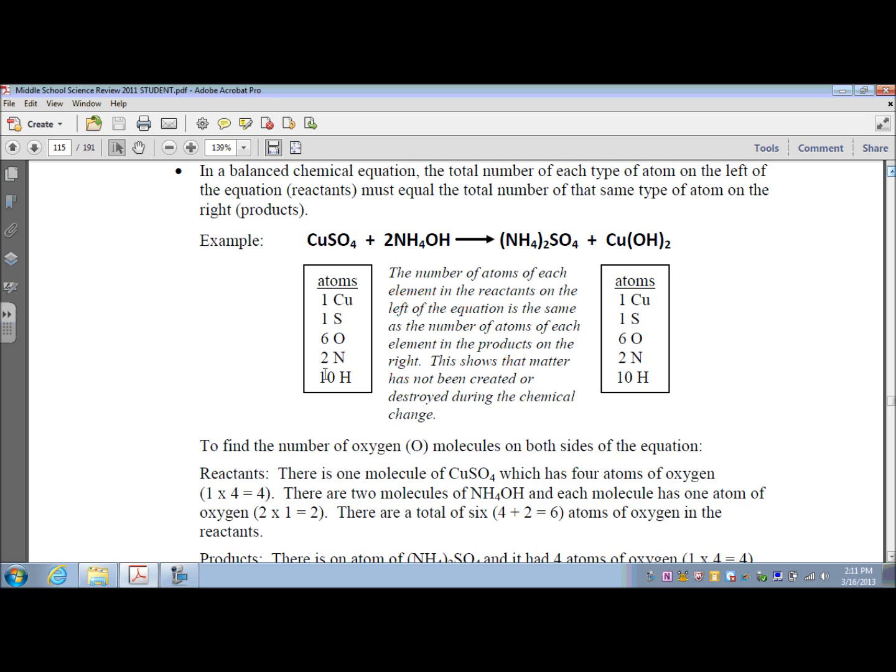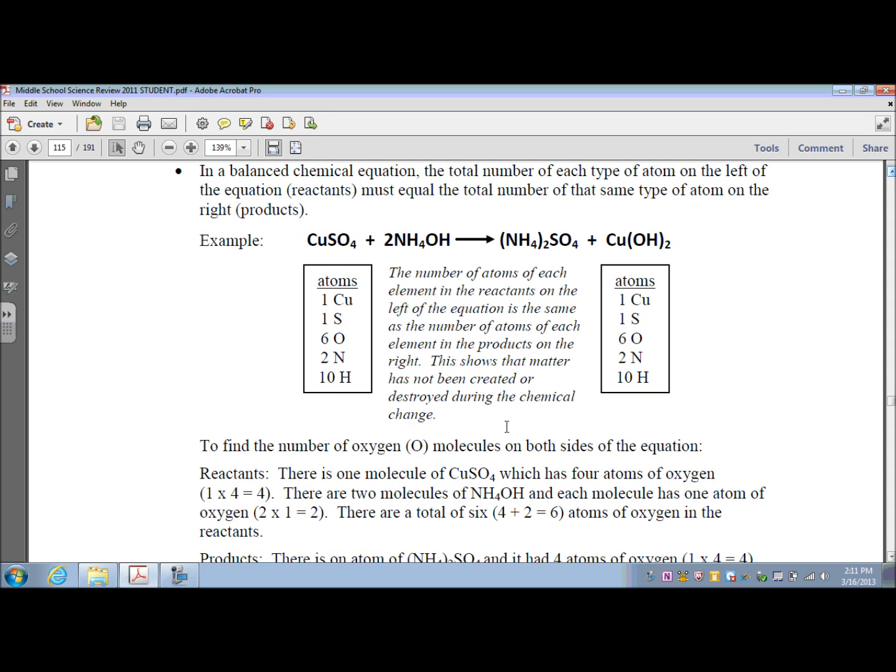So the reactants has 1 copper, 1 sulfur, 6 oxygens, 2 nitrogens, and 10 hydrogens. The same can be said for the products. The numbers match up. The numbers of atoms of each element in the reactants on the left of the equation is the same as the number of atoms of each element in the products on the right. This shows that matter has not been created or destroyed during the chemical change.